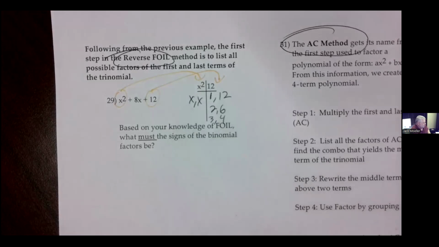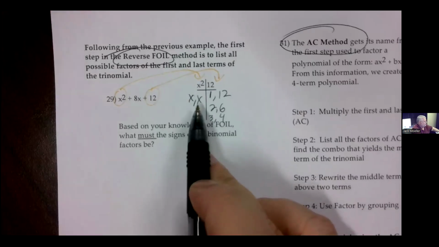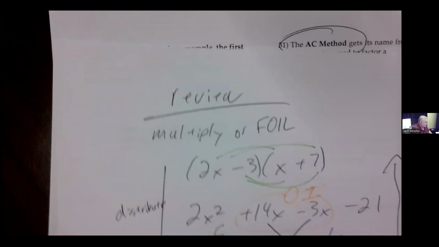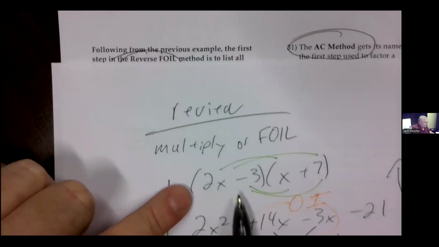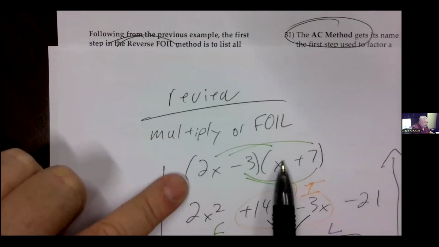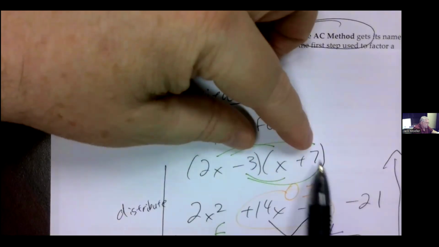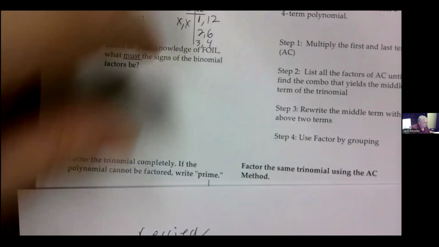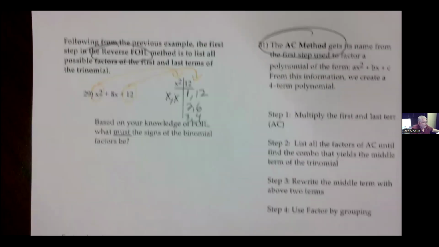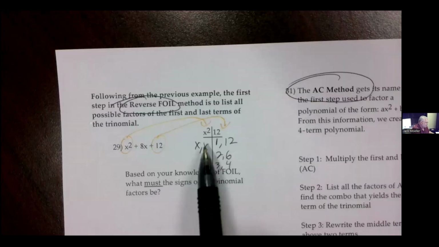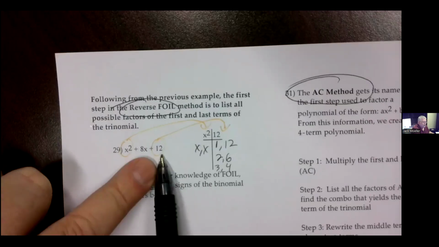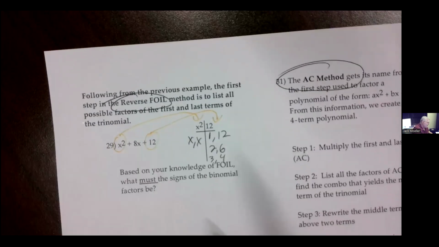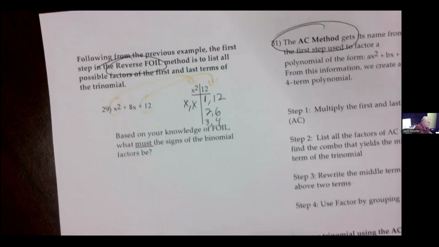Okay, so why are we doing this? Well, what we're looking for is the possibilities for the first terms in both the binomials, and the possibilities for the second terms in those binomials. That is what we just listed here. So that's your first step: list all the possible factors of your first term, and list all the possible factors of your third term. Now we're going to make an educated guess.